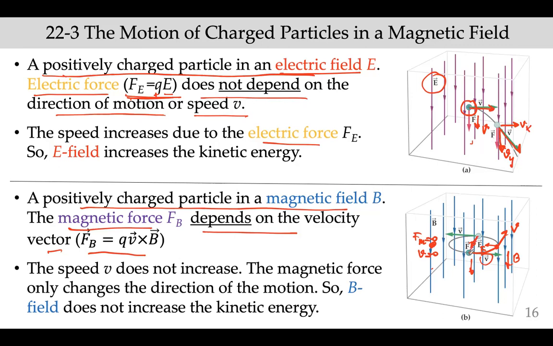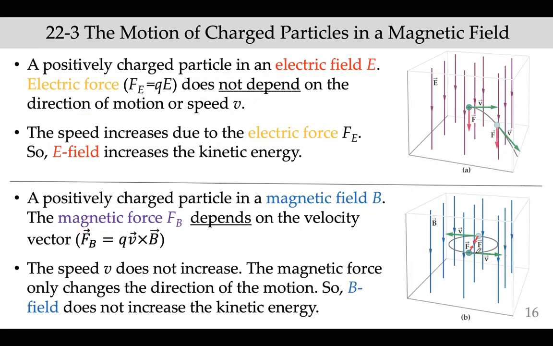But here, if you look at the velocity vectors, they don't change. Well, their direction changes, but the magnitude doesn't change. So the speed does not increase because of the magnetic force. The magnetic force only changes the direction of the motion. So the B field does not increase kinetic energy.